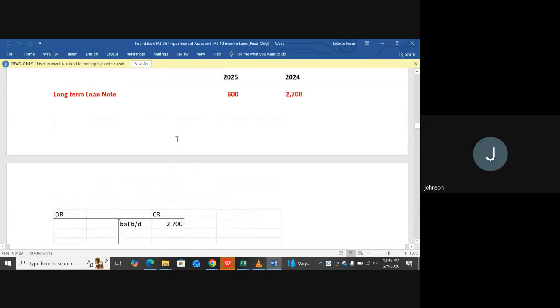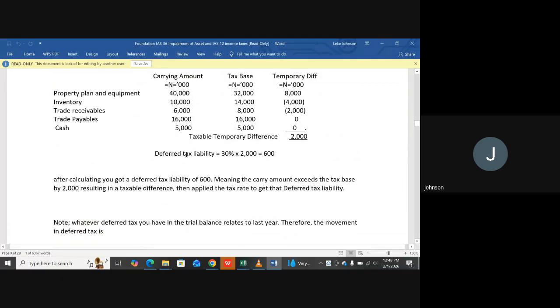Then the next thing you want to ask: this year, did we also get a liability or did we get an asset? Who can tell me? Was it an asset we got or was it a liability we got? Who can tell me quickly?